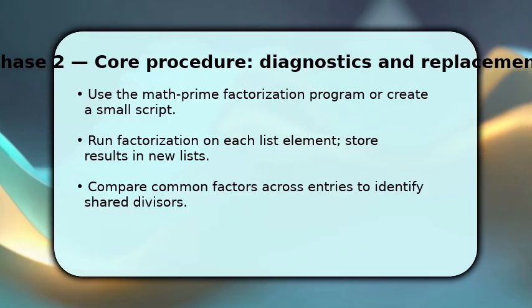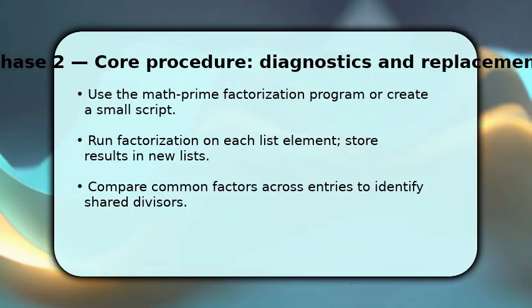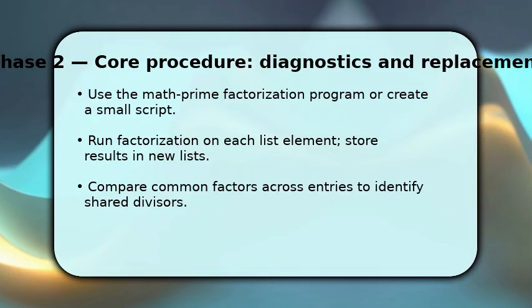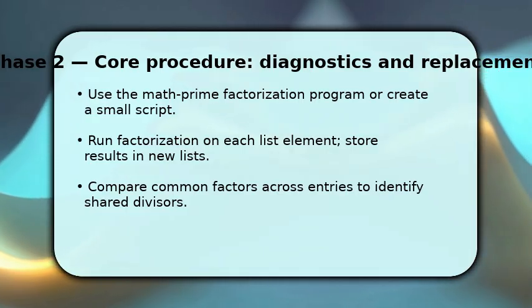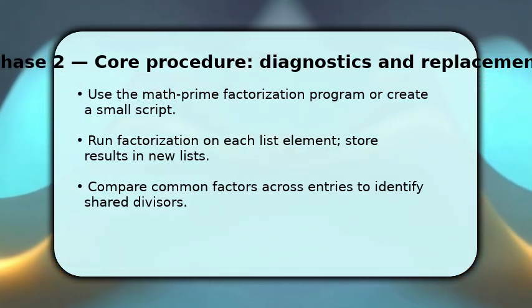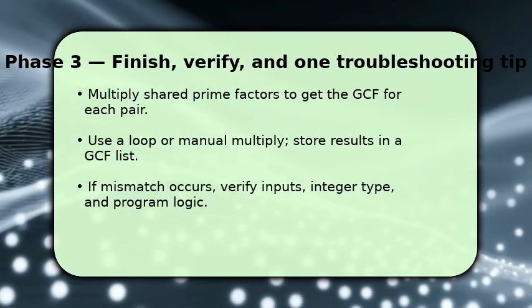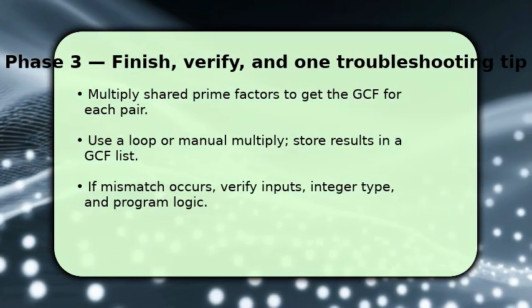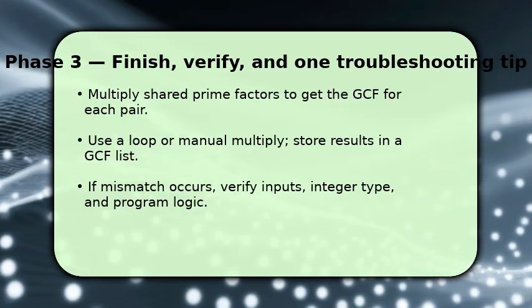Then, iterate through paired factor lists to mark intersections. This manual comparison reveals the shared prime factors and lets you compute the GCF by multiplying those shared primes together. Finally, multiply the common prime factors you identified to produce the GCF for each pair.